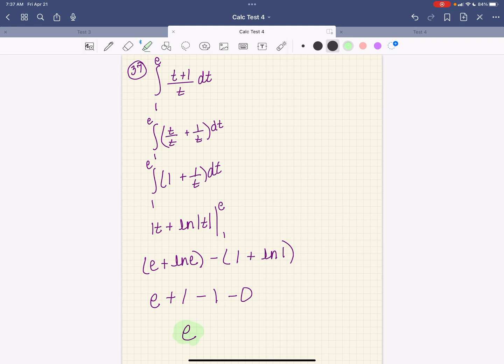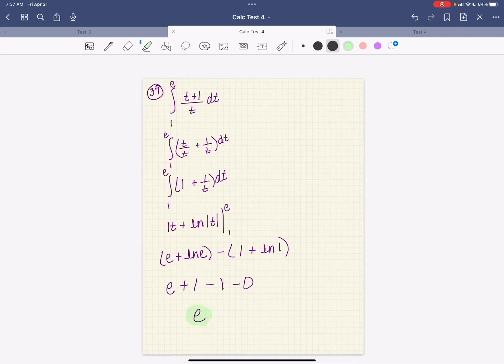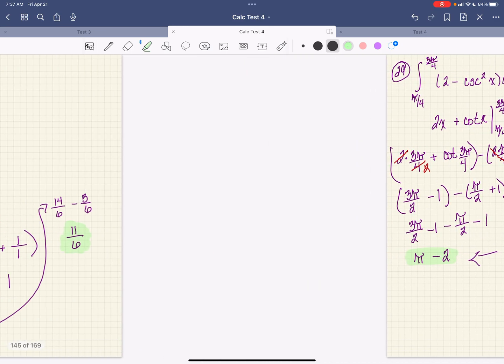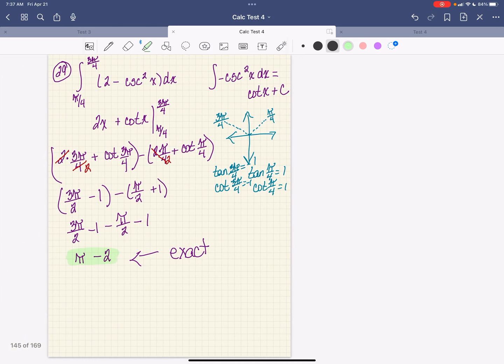Okay, we have one more. Whoops, did I miss one in this section? I thought I had 3 in this section. Oh, I did. Okay, so we're good in this section.